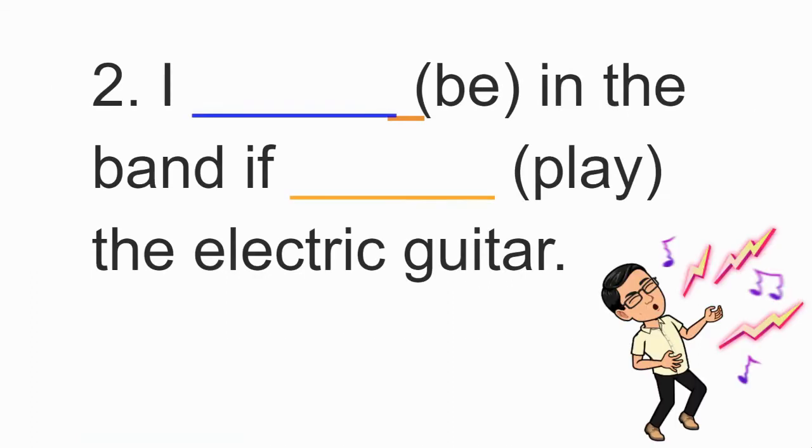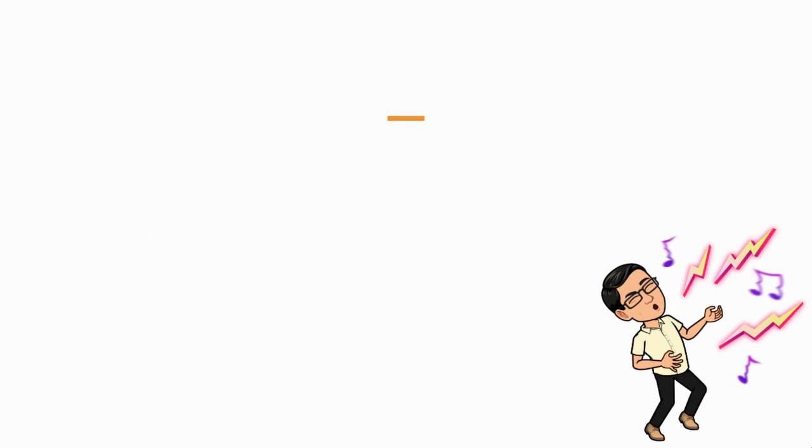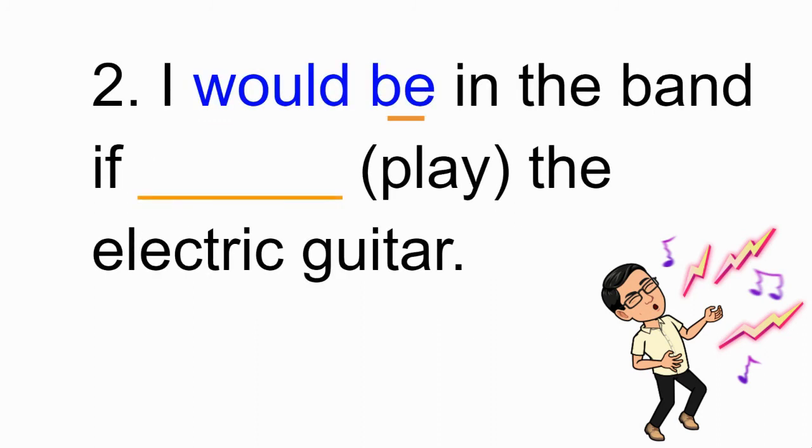Number 2. I blank be in the band if blank play the electric guitar. In this particular example, we started with the main clause followed by the if clause. The correct form of the verb in the main clause is, correct. The correct form is would be.